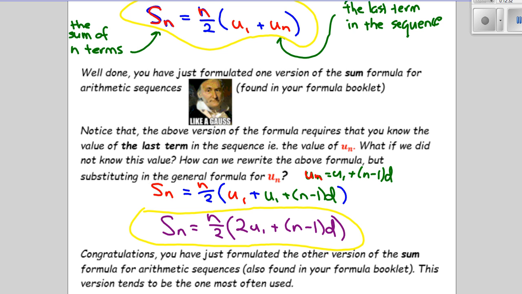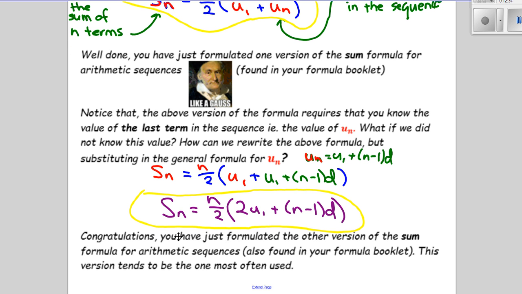So congratulations. You yourselves have just formulated the other version of the sum formula for arithmetic sequences. This tends to be the one you use the most because most questions I've found, they don't give you the last term in the sequence. So we tend to use this one more. But if they give you the last version, this is a nice, super fast way to do it.